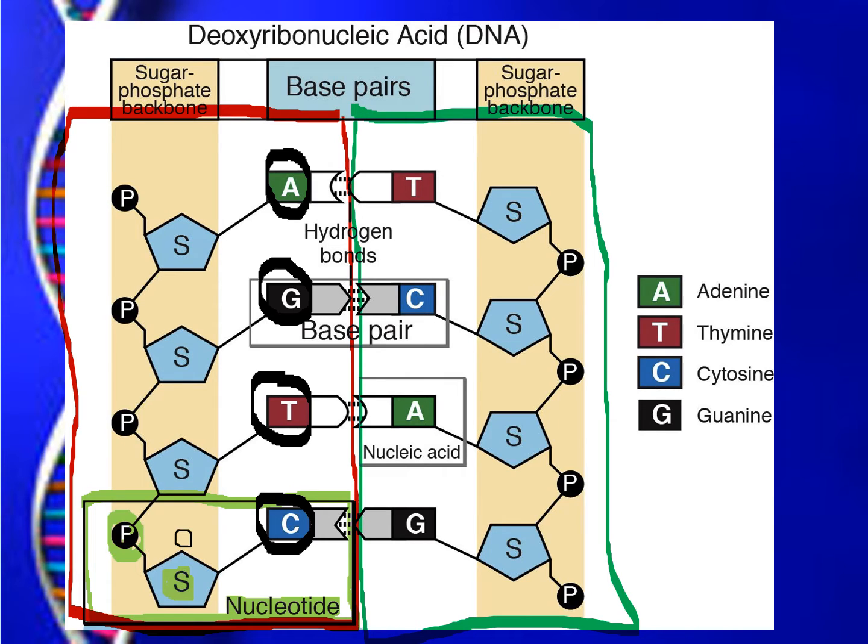So let's focus on the polymer in the red block. We can see that your sugar is bonded to a phosphate, and that phosphate is then bonded to the sugar of your next nucleotide. The sugar is bonded to a phosphate, and this phosphate is bonded to the sugar of the next nucleotide. And this bonding is a very strong bond. It's a covalent bond, and it forms the backbone of a DNA molecule.